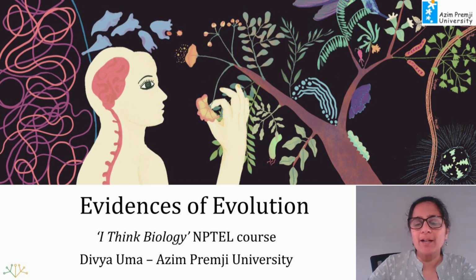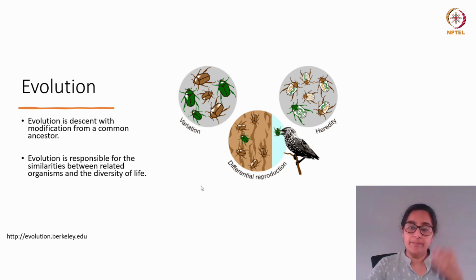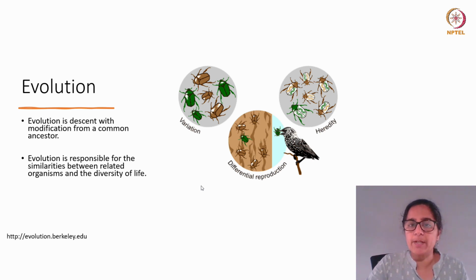For evolution to act on a population, there needs to be variation in that population. That variation has to be heritable, and some members will survive while some members will die, but as a result there is also differential reproduction. All these three conditions are needed for evolution to happen, and in fact, for natural selection to operate, these are the three conditions which are required.